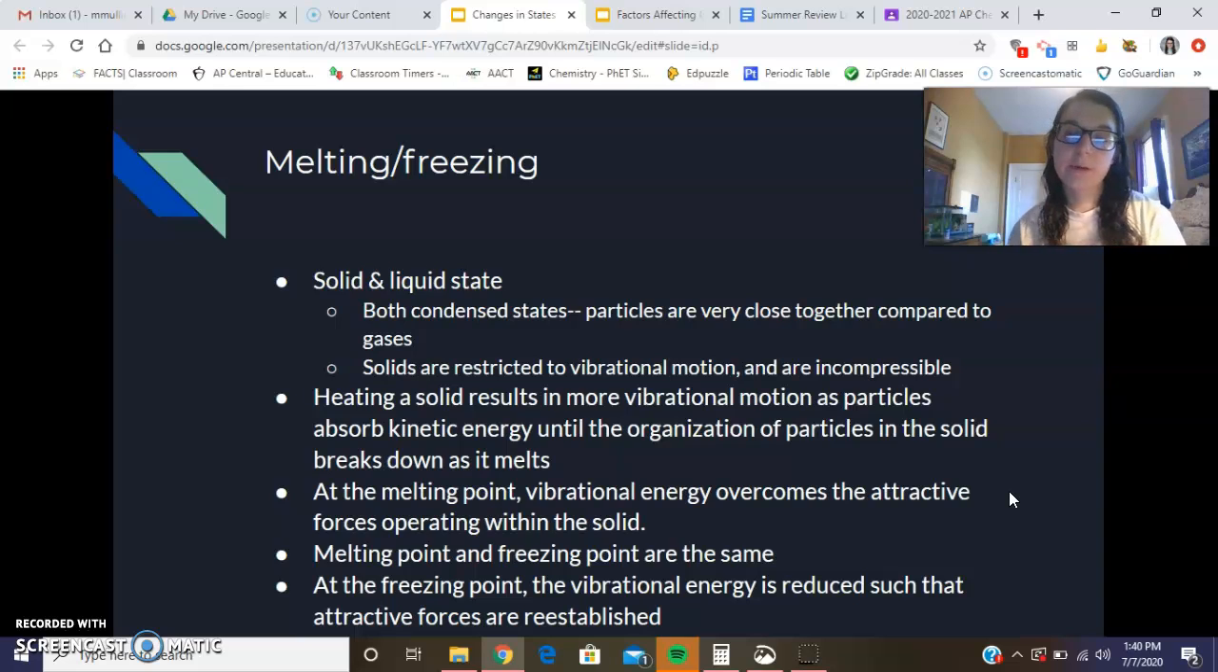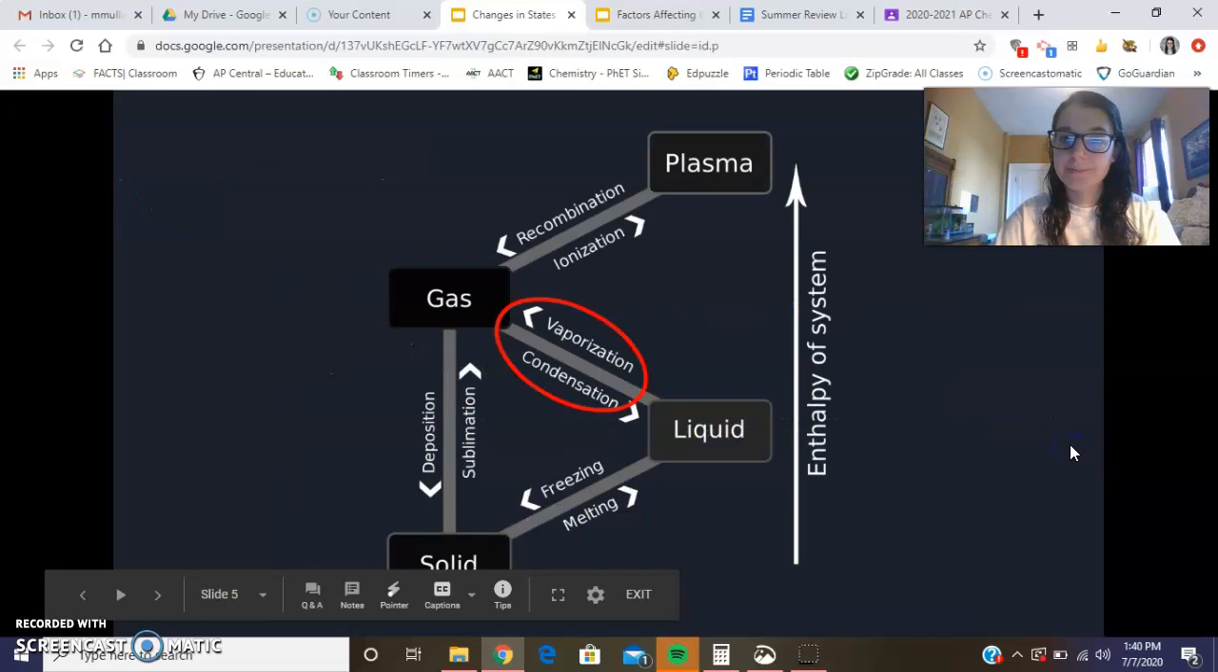At this point, the vibrational energy is starting to overcome the attractive forces operating within a solid. These are those intermolecular forces that we see between molecules. We're not breaking bonds here, we're breaking intermolecular forces. At the freezing point, the vibrational energy is reduced, so energy is being released from the particles into the surroundings, and as that happens, the attractive forces are reestablished and they overcome the vibrational energy. So opposites are happening here, and it is at the same temperature that this will occur.